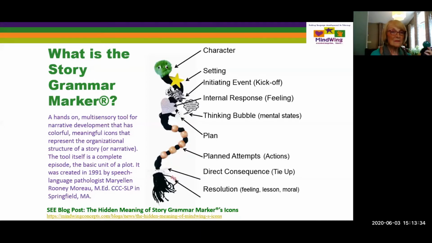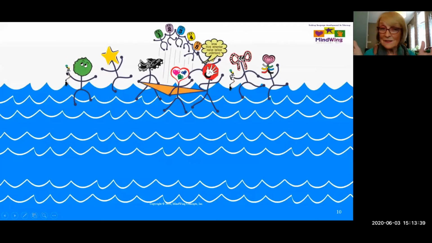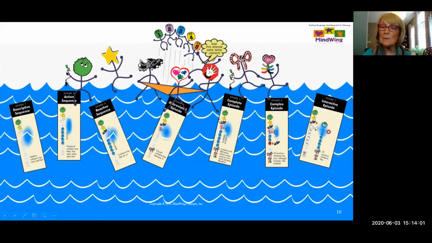Okay. So the icons are at the top of this water analogy here. They're very colorful, they're fun. You can do so much with them to build the episode is what we're calling this. So this whole thing, composed of all these icons along the top, they compose an episode, which is a basic unit of plot, but it's a basic unit of life as well.